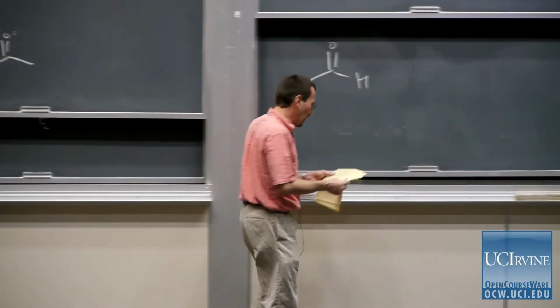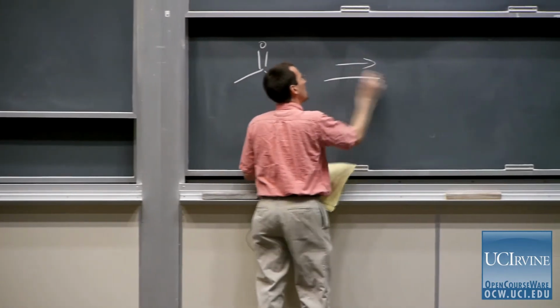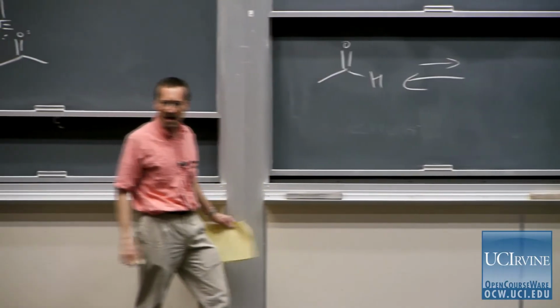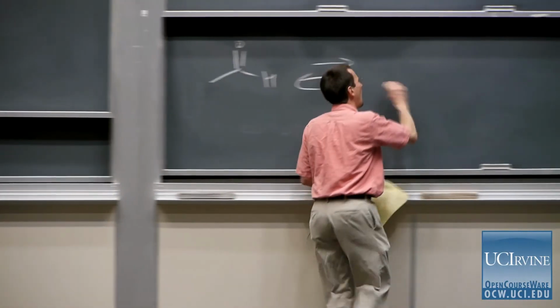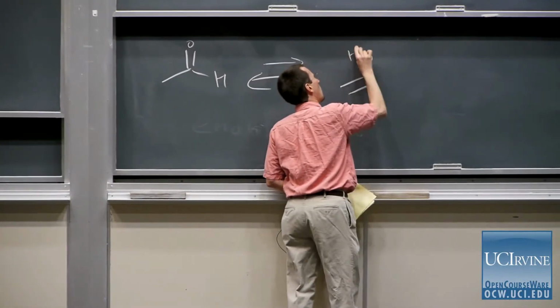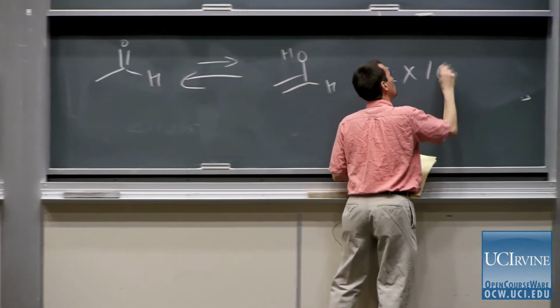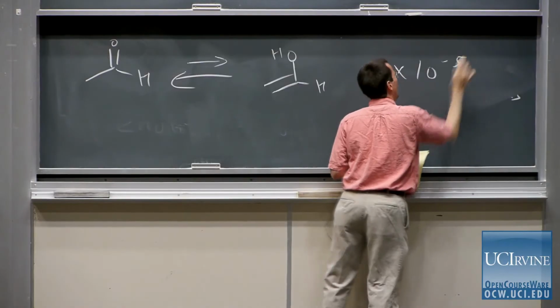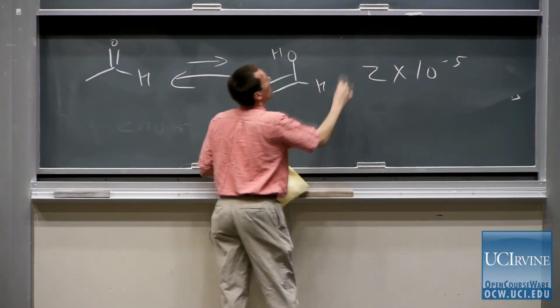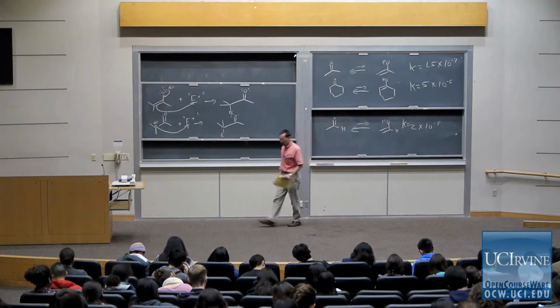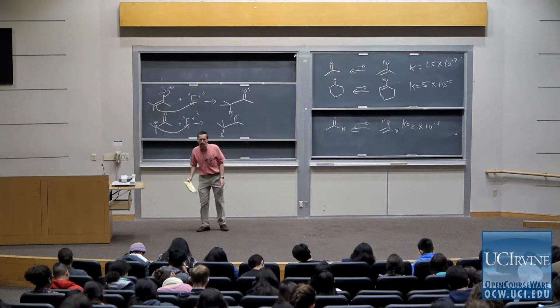So in acetaldehyde, you again have an equilibrium. Again, that equilibrium lies way, way to the left. But now you have just a hair more of the acetaldehyde enol. The equilibrium constant is 2 times 10 to the negative 5. So compared to acetone, a couple orders of magnitude more.